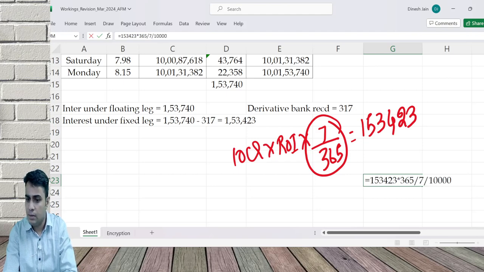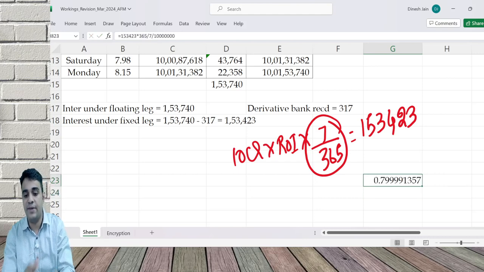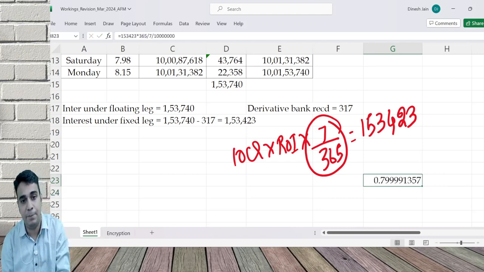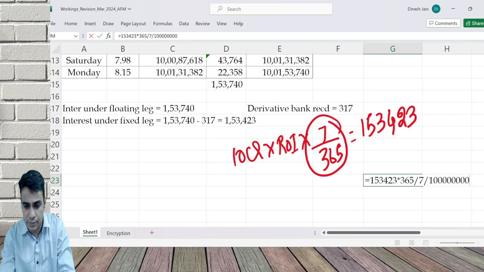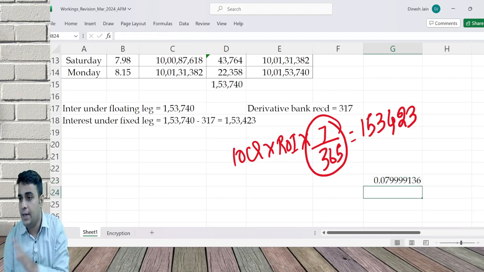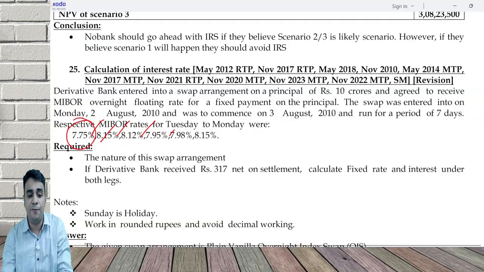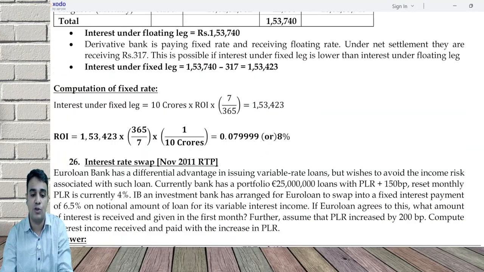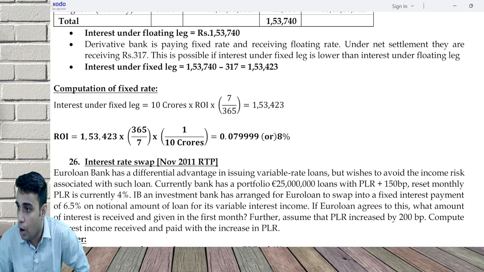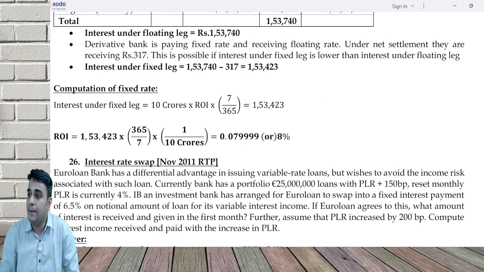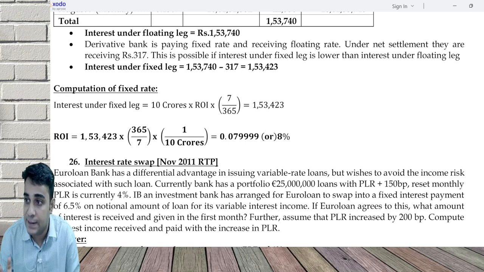It comes to 0.0799, so it's basically 8%. See, under the fixed leg, what happens is no compounding, directly 7 by 365. It is a reverse calculation presented here. You need not worry about it. The basic thing is 8% is the rate.